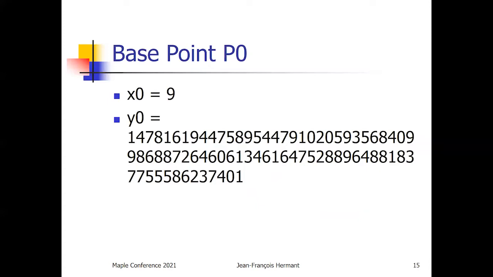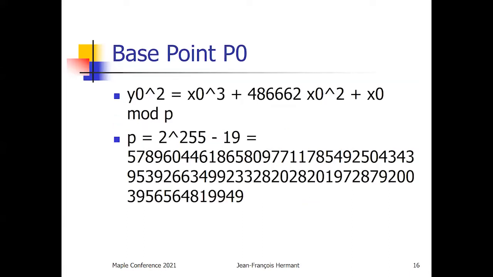The base point, P0, is the point with coordinates x0 equal to 9 and y0 equal to this number. Base point P0 can be found in the paper written by Bernstein or in several RFCs. Of course, this point belongs to curve 25519.